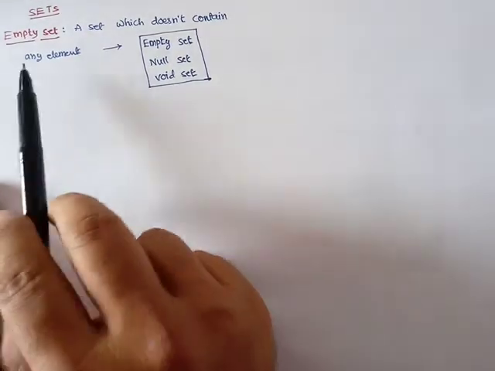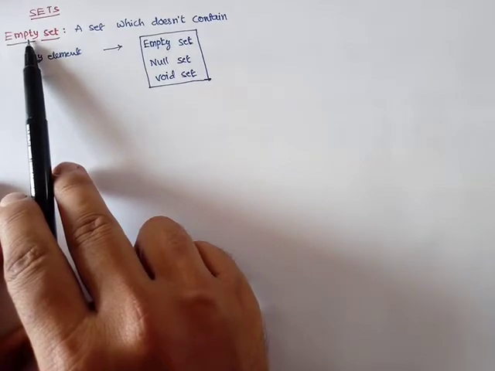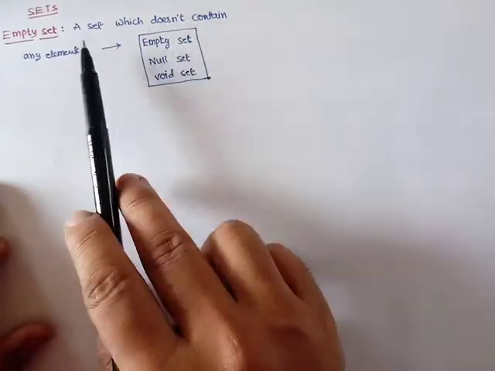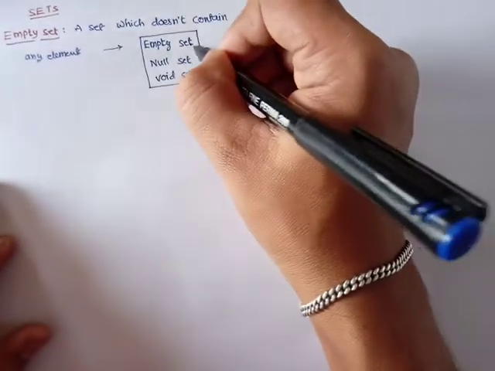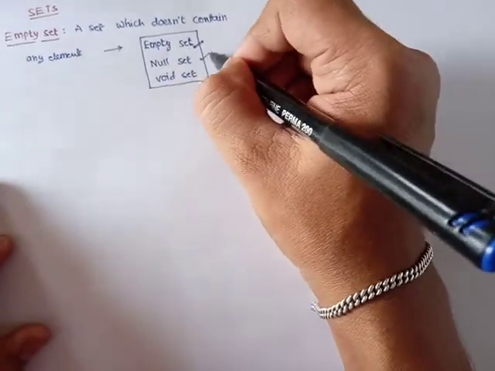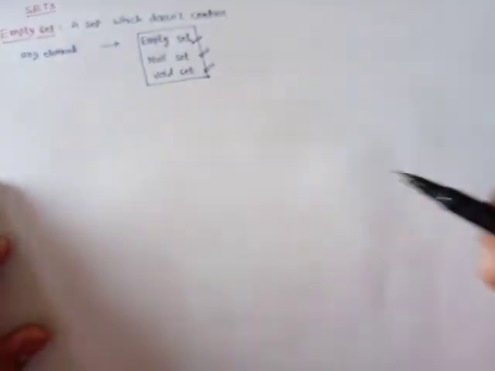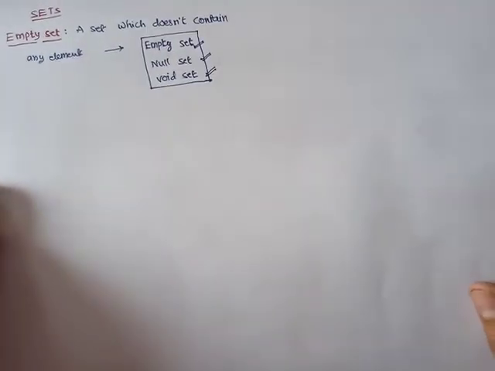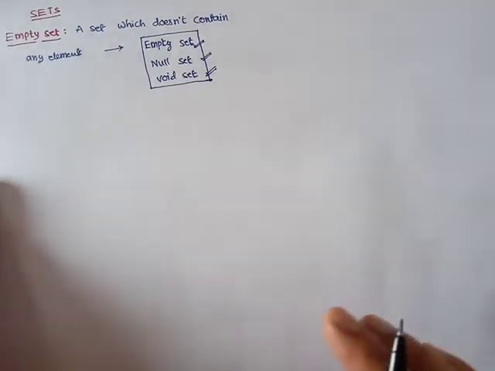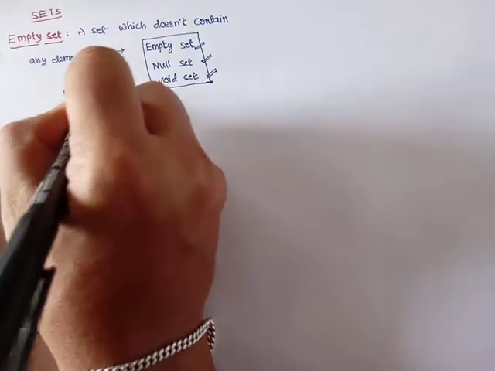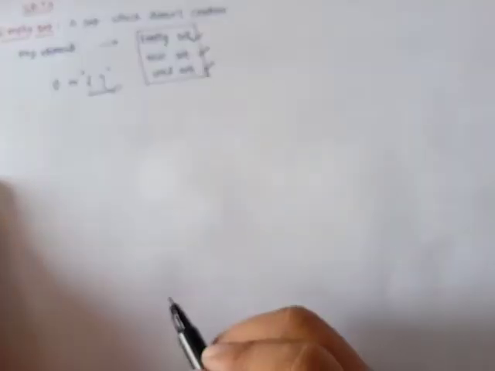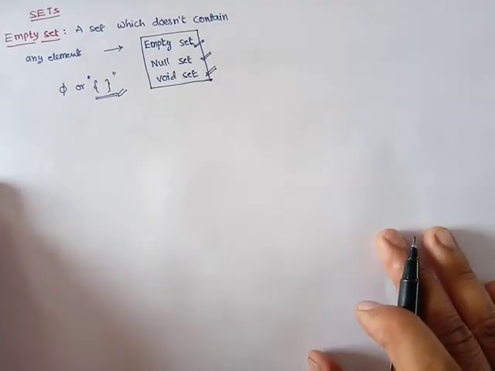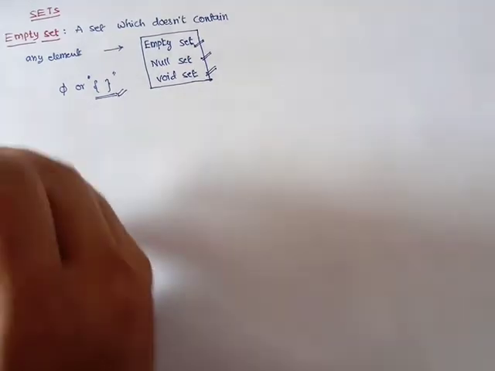So empty set: empty is nothing but nothing is inside. A set which does not contain any element, not a single element should be present in it. It can be called either an empty set, null set, or void set. These terms can be used to define it, and it can be denoted by phi or by this symbol, empty curly brackets. After that, consider an example.